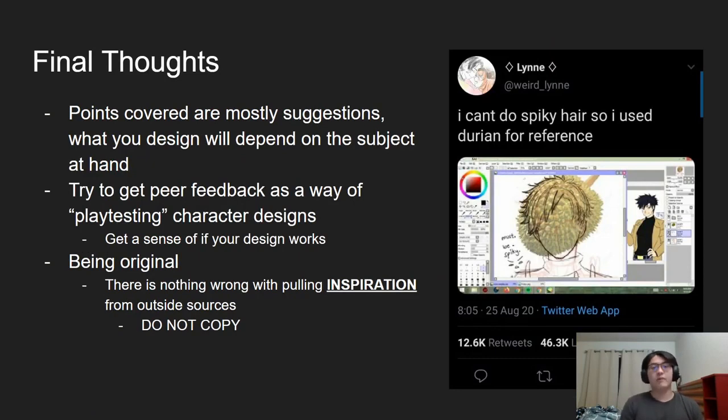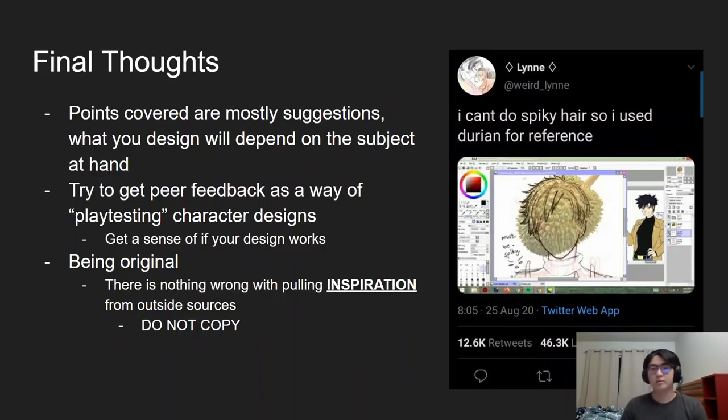And here are my final thoughts. A lot of the points covered are mostly suggestions. What you design will depend on the subject at hand. And so, usually, the best way to know if your character design is good is to get player or peer feedback. You want to ask friends and family to take a look at your character and see if they can tell what sort of narrative your character has behind them. This way, you can get a sense of if your character design is actually working.